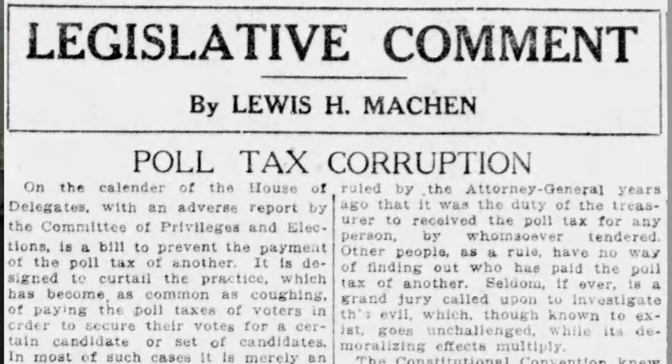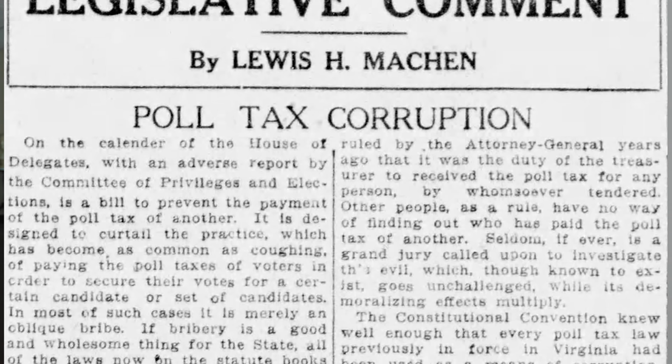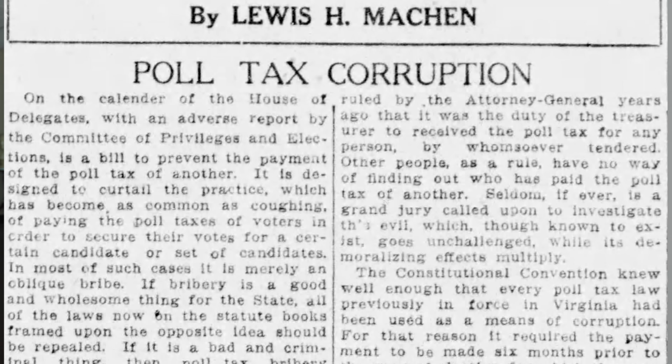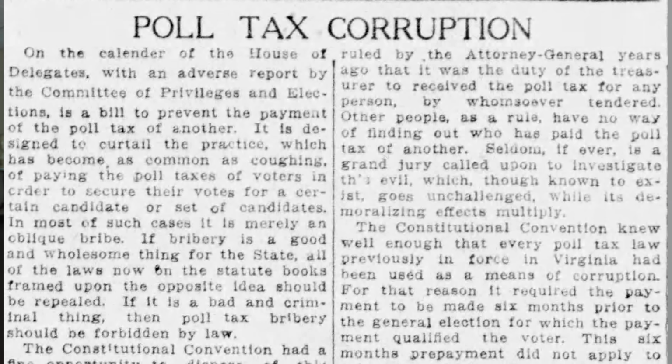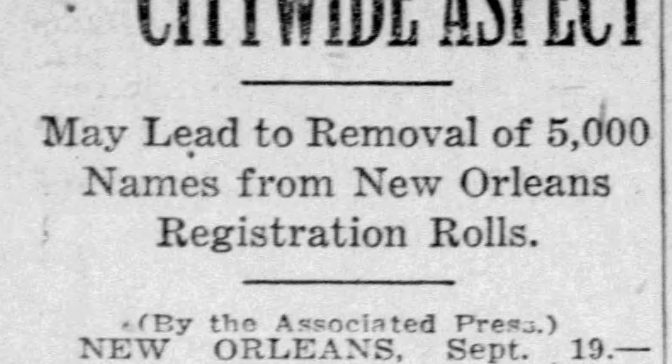Requiring payment of the poll tax was not only exclusionary, it also opened the door to significant corruption. Some employers would pay the poll taxes of their employees with the expectation that the employees would vote in the ways that their bosses wanted them to. Other special interests would also pay people's poll taxes to ensure that the candidates they supported had enough voters. Politicians would sometimes pay people's poll taxes as well.